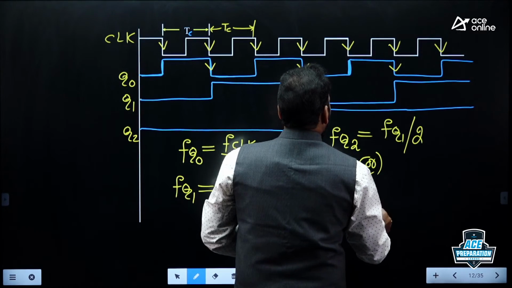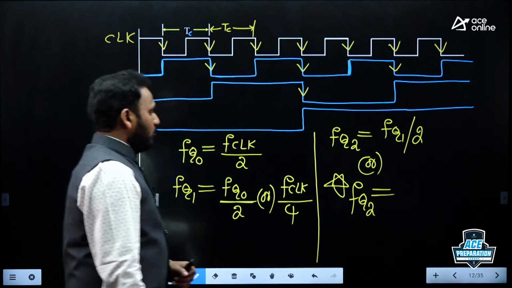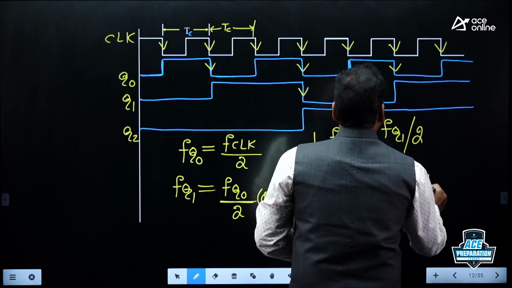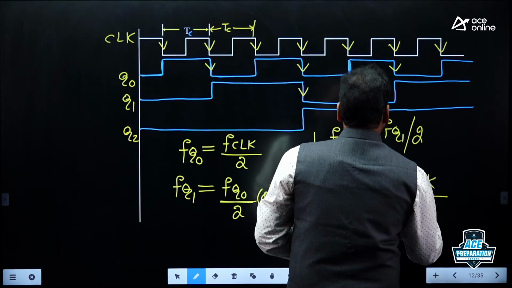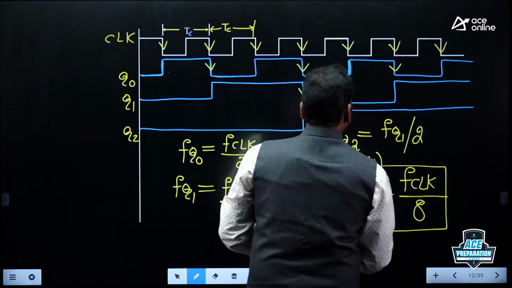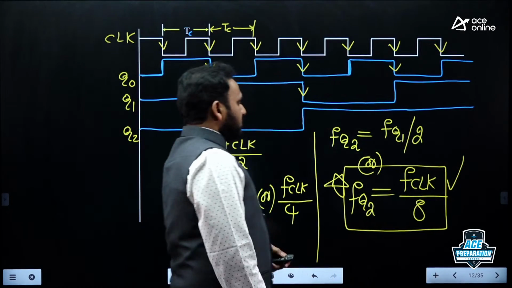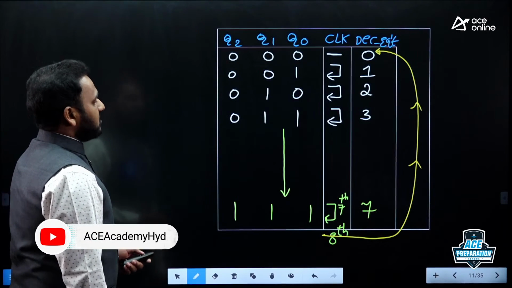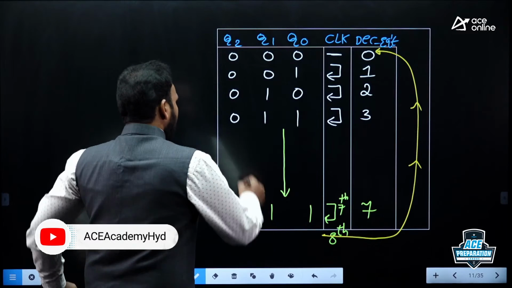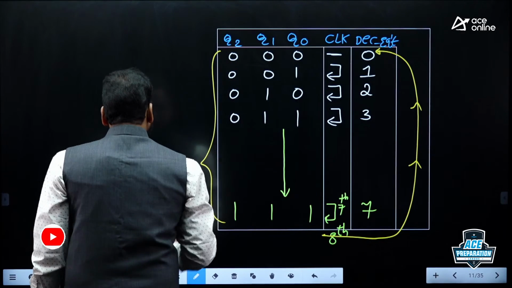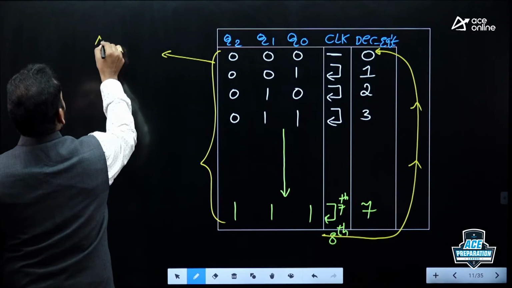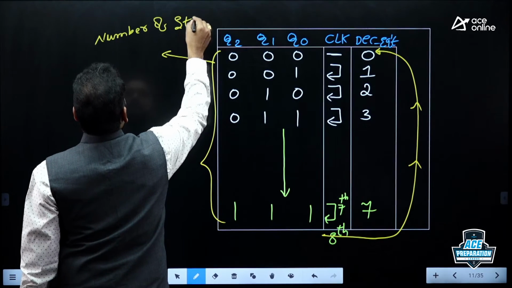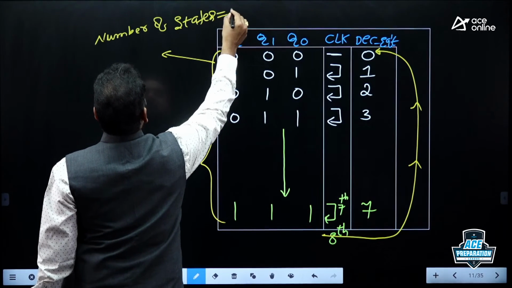This is important. FQ2 is the overall output of the circuit. With respect to the clock, can you guess? FQ2 will be equal to F clock frequency or input frequency divided by 8. I already told you, we have some story about the 8. What is that 8? 8 is the modulus number of the circuit. How many possible states are available here? Number of states is equal to 8.